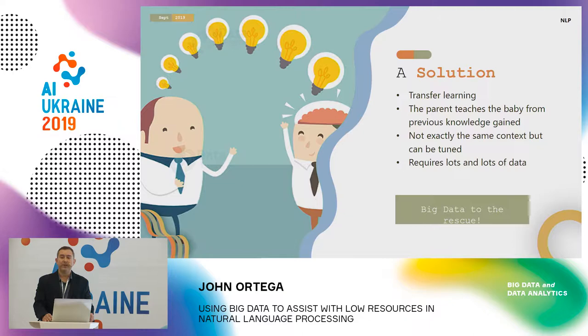Don't fret, my friends, there is a solution. A machine learning technique called transfer learning can help bring data from previous experiments to new ones. It can be thought of as a parent who has many years of experience giving a baby knowledge from their learned life. Additionally, while the knowledge being transferred is not necessarily the most adequate for the baby, it can be tuned in the case of transfer learning.